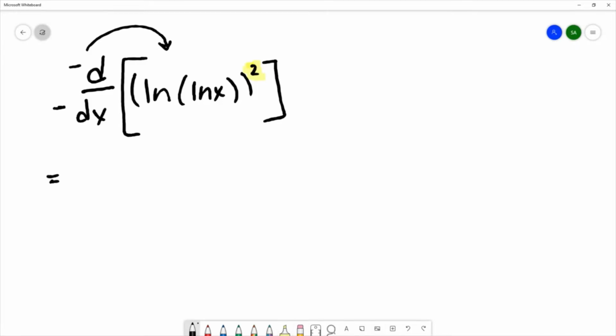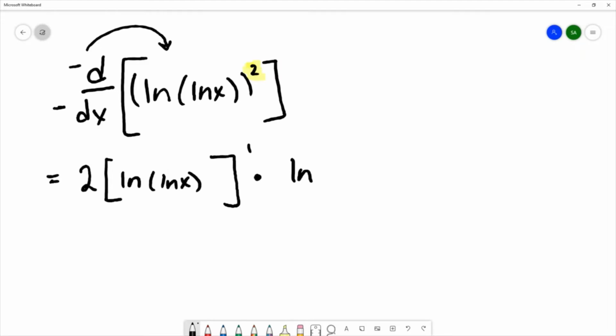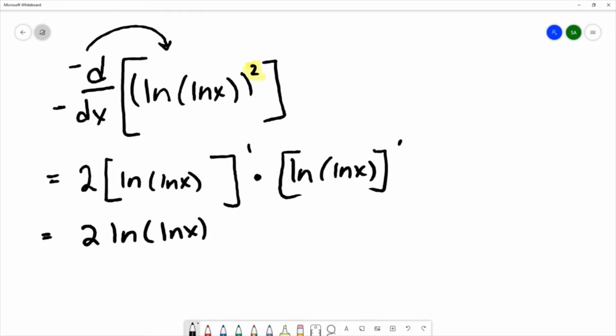So we're going to take that power down and take 1 away from the power. We're going to leave the inside alone and multiply by the derivative of the inside. So this gives me 2 natural log of natural log x times, and I'm going to take the derivative of natural log x. And I have, once again, an outside function and an inside function.